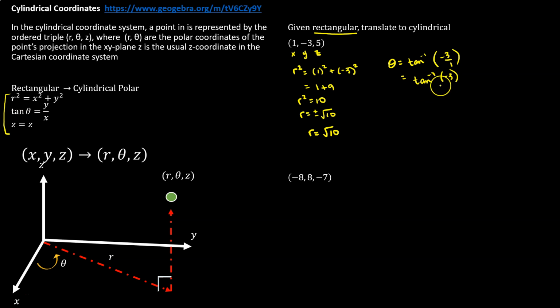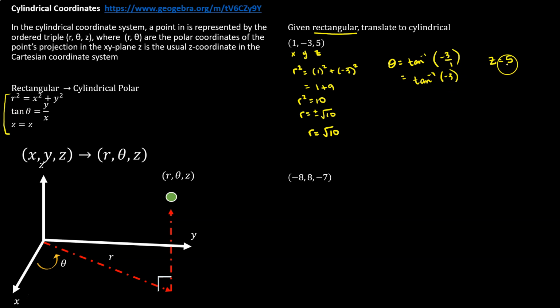And then the last thing that we need to do is find out what z is. Well, there's no conversion here. Z is equal to 5 in both systems. So the point 1, -3, 5, we can represent that with r, root 10, theta, tangent inverse -3, and z, 5.